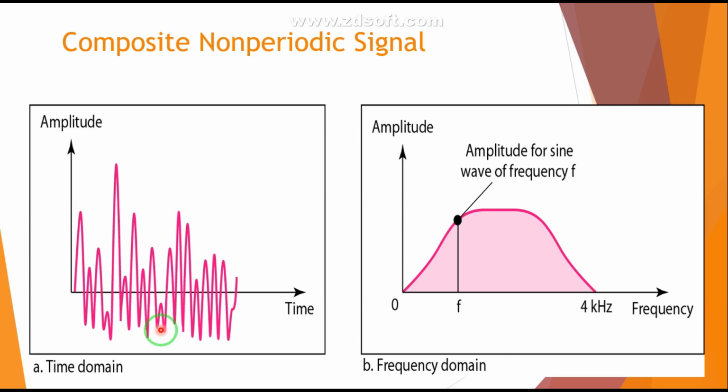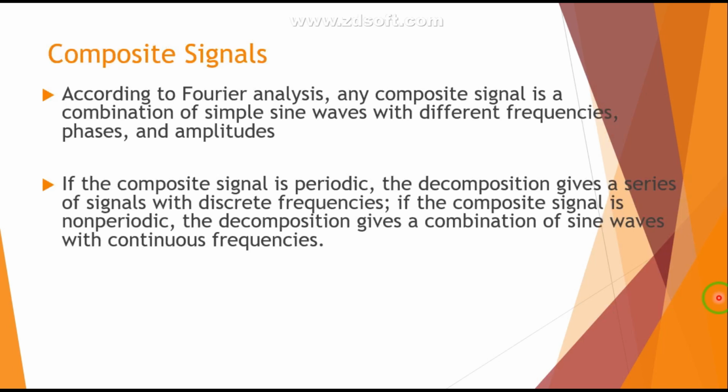Now see, it is your composite non-periodic signal. See, this is your non-periodic signal. You don't know what the period is. It is random in nature. It is non-periodic. And this is the frequency domain plot of this non-periodic signal. As I already told, if the composite signal is non-periodic, then the decomposition gives a combination of sine waves with continuous frequency.